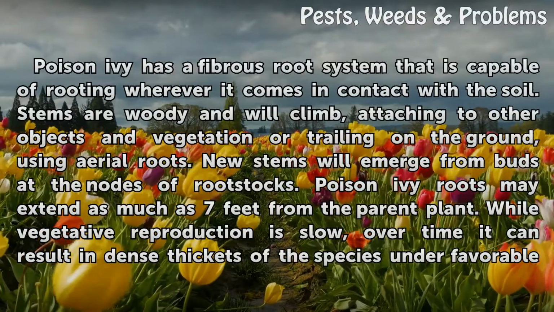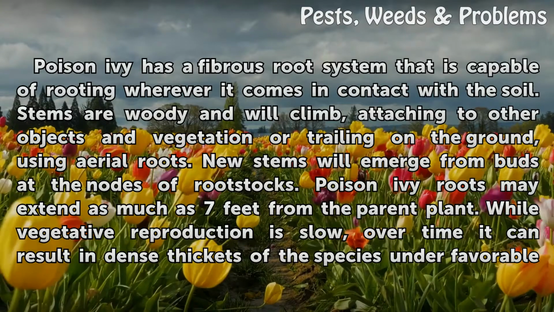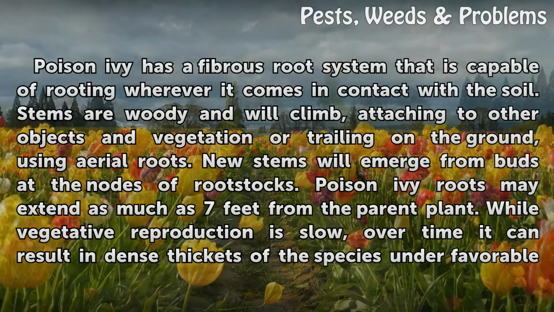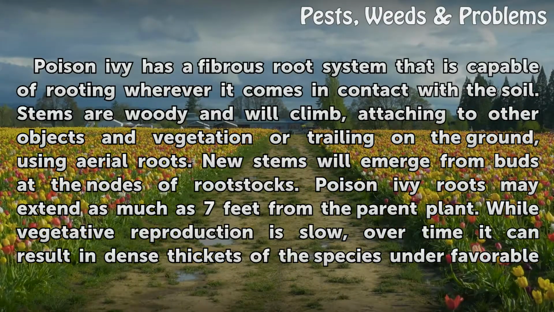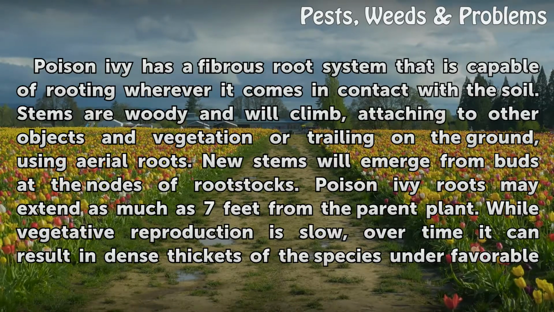Poison ivy has a fibrous root system that is capable of rooting wherever it comes in contact with the soil. Stems are woody and will climb, attaching to other objects and vegetation or trailing on the ground, using aerial roots. New stems will emerge from buds at the nodes of rootstocks. Poison ivy roots may extend as much as 7 feet from the parent plant.